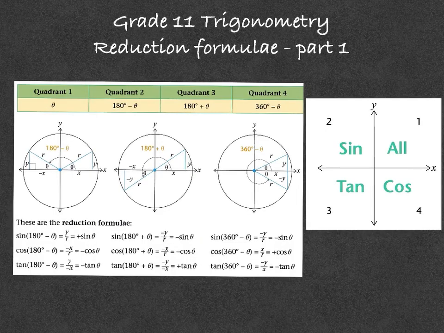Okay, so let's look at this. We've got 4 quadrants, of course, think of 4 squares. So we've got quadrant 1, and that is going to be between 0 degrees and 90 degrees. Remember, we're going in the anti-clockwise direction. And then quadrant 2 is between 90 and 180 degrees. Quadrant 3 is between 180 and 270 degrees. And quadrant 4 then is between 270 and 360 degrees.